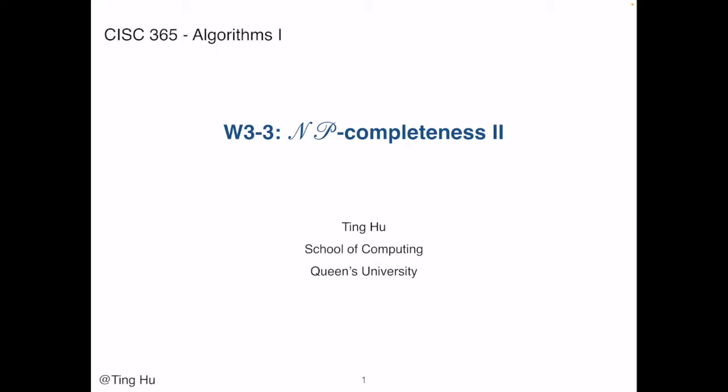Hello, welcome back. We are spending 2 lectures discussing NP-complete. In the first lecture, we learned the Cook-Levin theorem and the definition of NP-complete. We have seen some NP-complete problems, for instance, SAT and k-clique, and we showed how to prove a new problem to be NP-complete. In this lecture, we will see one more NP-complete problem.